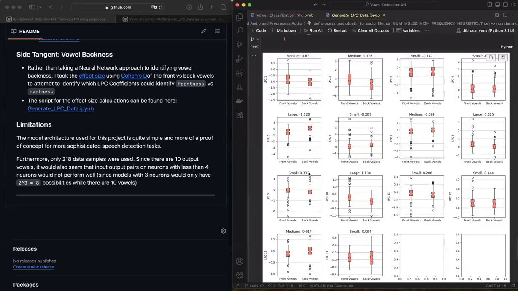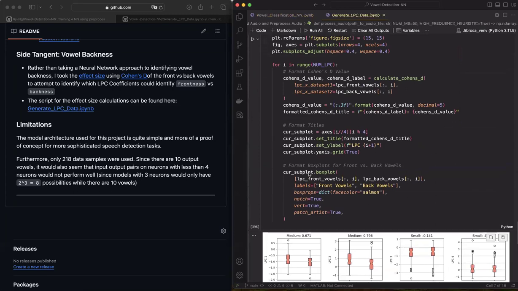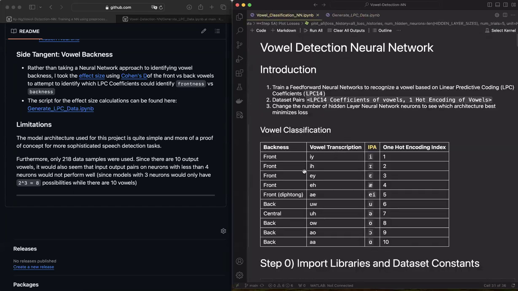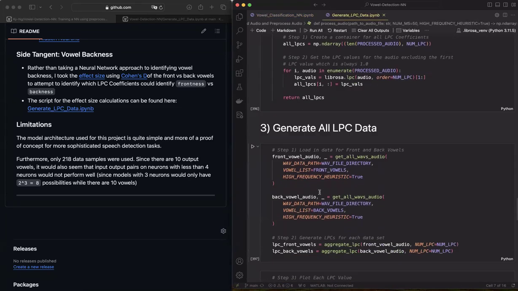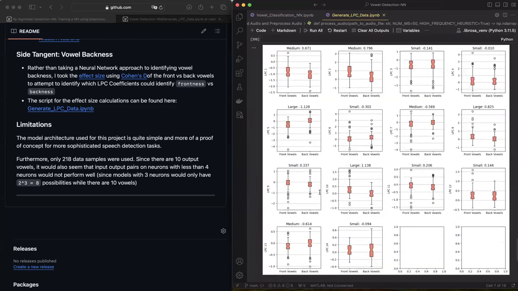Last thing was a quick tangent. Before the people at Bell Labs worked on actual vowel identification, they wanted to know, is this vowel a front vowel or a back vowel? And so we have this table at the front of which vowels are front and which ones are back. For example, those are all front, and back are u, o, a. And so what we've done here is calculate the effect size, or how likely we are to see the difference between the front and the back vowel LPC coefficients, for 218 samples.